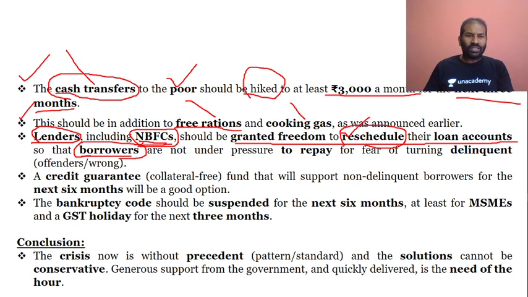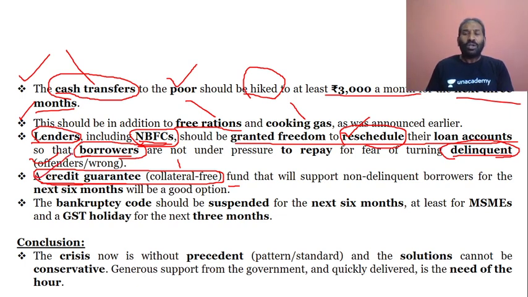And then there has to be a credit guarantee that is collateral free. Collateral free means you give loans without any guarantee. That kind of credit guarantee fund will support the delinquent, meaning the offenders, those who are unable to pay the loans. Delinquent means offenders. Why offenders? Because of the economic crisis, they are unable to repay the loan. So they have to be provided a credit guarantee.